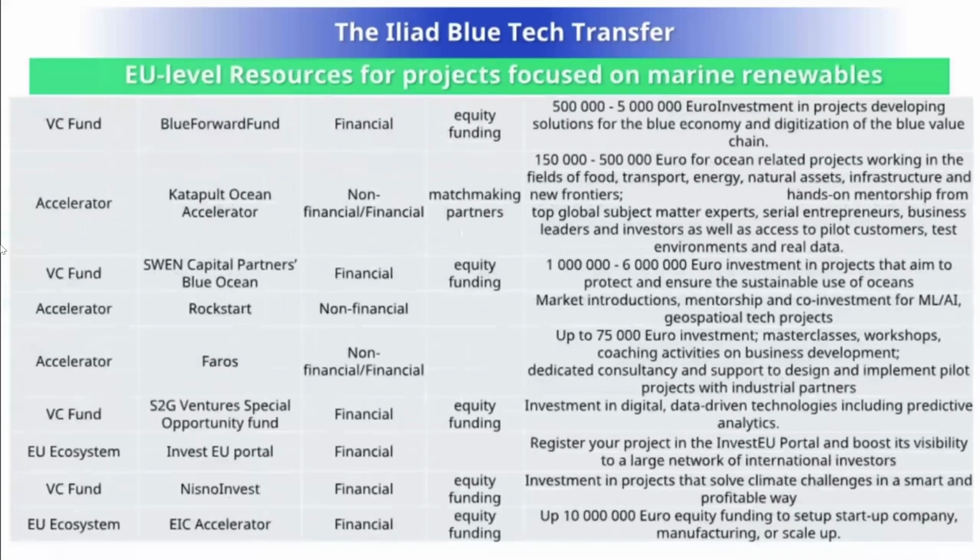At the very latest level of technological readiness, the project already has access to serious acceleration programs, such as Catapult Ocean Accelerator. You can get from €150,000 up to €500,000 for ocean-related projects, working in the fields of food, transport, energy, natural assets, infrastructure, and new frontiers. It offers hands-on mentorship from top global subject matter experts, serial entrepreneurs, business leaders, and investors, as well as access to pilot customers, test environments, and real data.